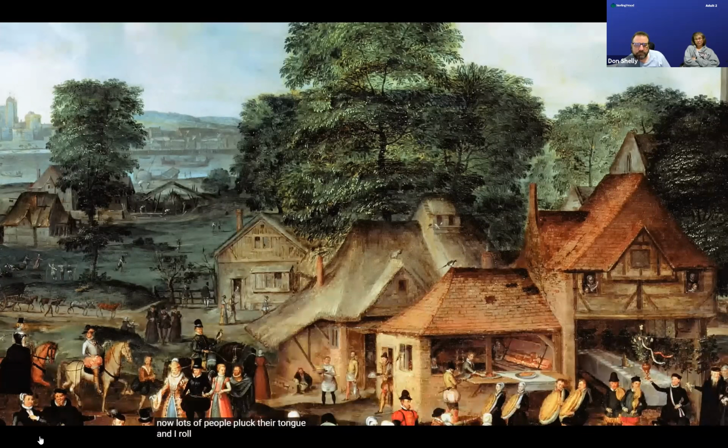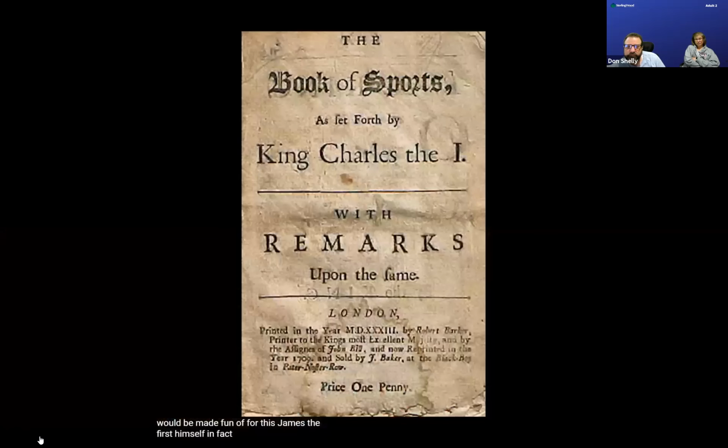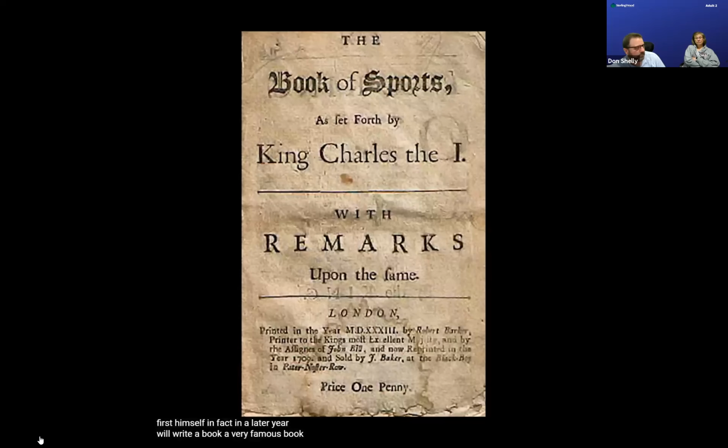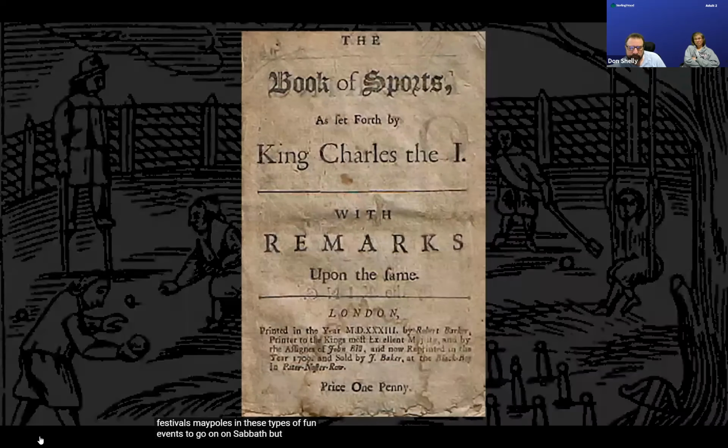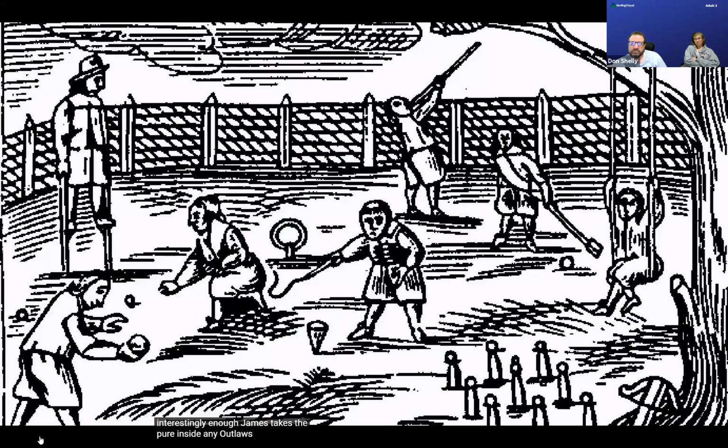Even in their own day, the Puritans were being made fun of for this. James the First himself, in fact, in a later year, will write a very famous book called The Book of Sports, of all things, in which he lists, in a somewhat conciliatory way, the types of activities you can do on Sabbath and the kinds you can't. So he allows for festivities or festivals, maypoles, and these types of fun events to go on Sabbath. But interestingly enough, James takes the Puritan side and he outlaws bowling on Sunday.